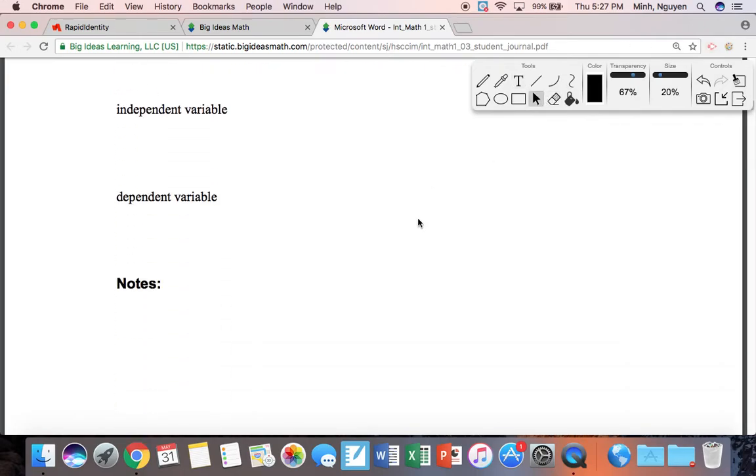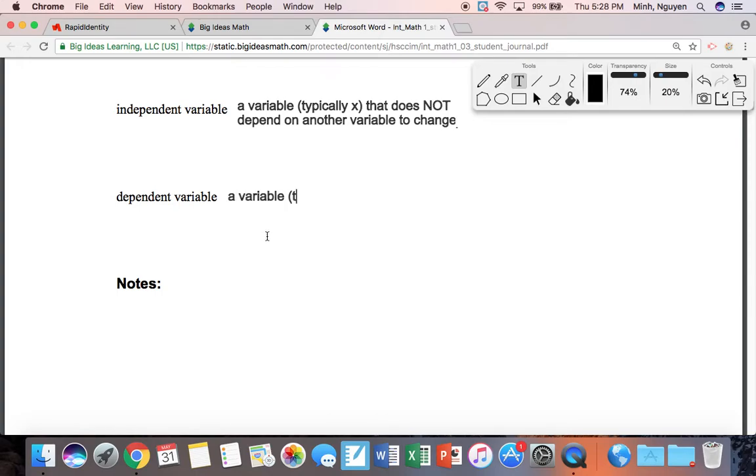Along with domain and range and x and y, independent variable and dependent variable are also pretty much the same thing as far as I understand it. The independent variable is a variable, typically x, that does not depend on another variable to change. What does that mean? Independent means, if you think about an independent person, they do whatever they want, right? So in most functions, x is whatever you want it to be. It is totally not dependent on y. However, depending on what x is, then y will change accordingly. So the dependent variable is a variable, typically y, that depends on another variable to change.